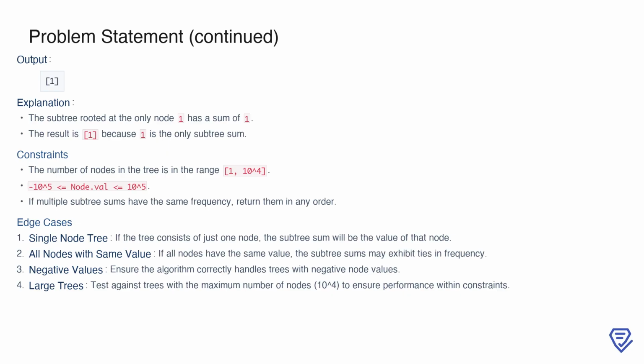To summarize, the constraints of the problem specify that the tree can have up to 10,000 nodes, and node values can range from -100,000 to 100,000. The algorithm must handle edge cases such as single-node trees, trees with nodes having identical values, negative node values, and very large trees efficiently to ensure it performs within the given limits.